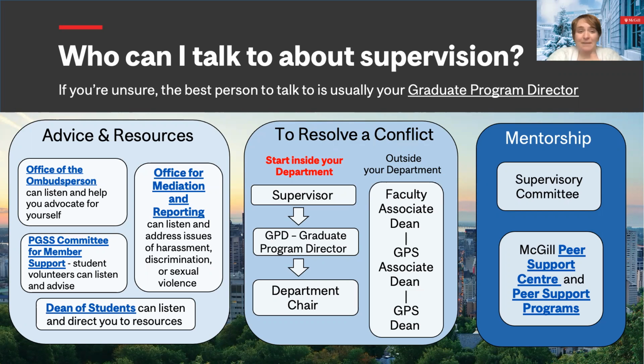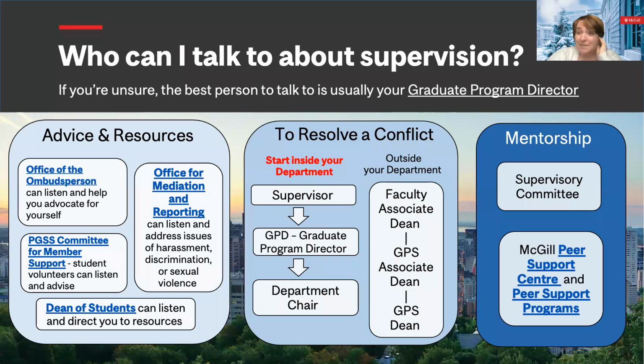Okay, and then finally, my bucket in the middle, to resolve a conflict. If you do have a conflict with your supervisor, if there's something that isn't going well and you need to talk to somebody about it, usually the advice is to start inside your department because that's the likeliest path towards seeing change. So if you need something to change with your supervisor, usually you're going to have to start by talking to your supervisor about it in order to have them change.